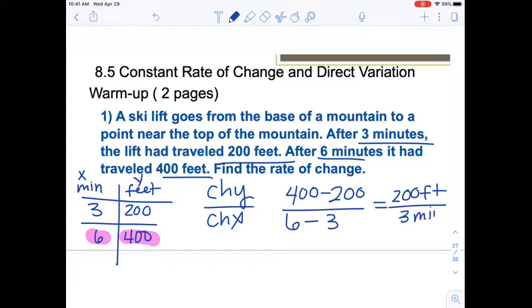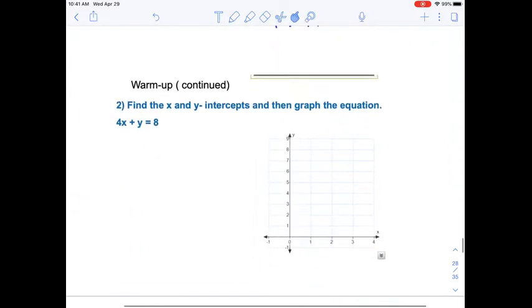6 minus 3. So now I have 200 feet over 3 minutes. So after 3 minutes, it's traveled 200 feet. I need to make that a unit rate by dividing both by 3. So then I'm left with 1 minute. Remember, 2 labels. And 200 divided by 3 is 66.6 repeating, so we'll do 66.67 feet. So every minute, this ski lift is going up 66.67 feet.